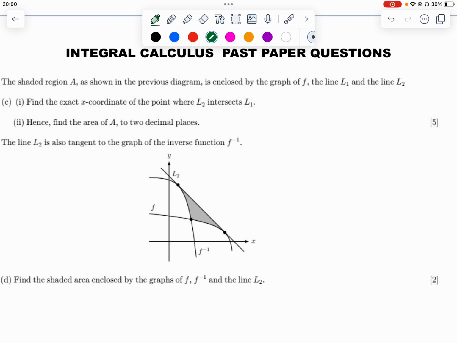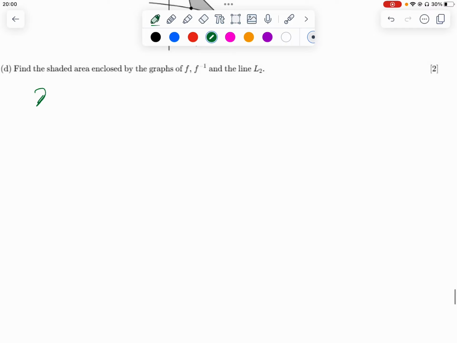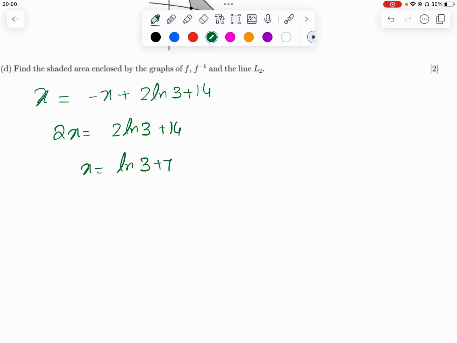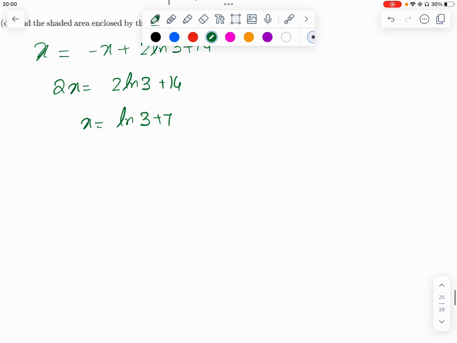Find the exact coordinate where L2 intersects L1. So we have to find it out. Where does L2 intersect L1? So x equals negative x plus 2 ln 3 plus 14. So what do I get? 2x equals 2 ln 3 plus 14. So x equals ln 3 plus 7. That is the exact x coordinate. And finally, it is asking to find the area of the shaded region.